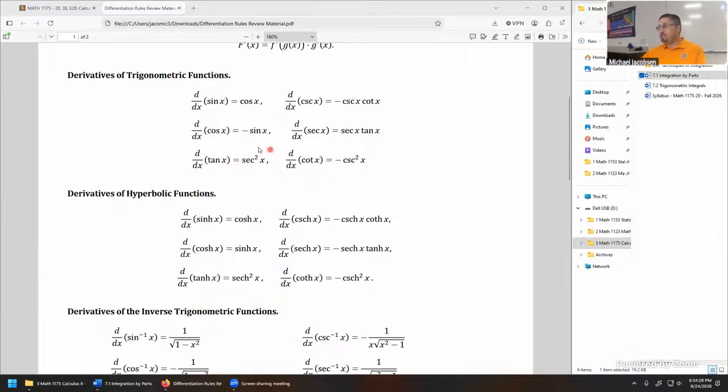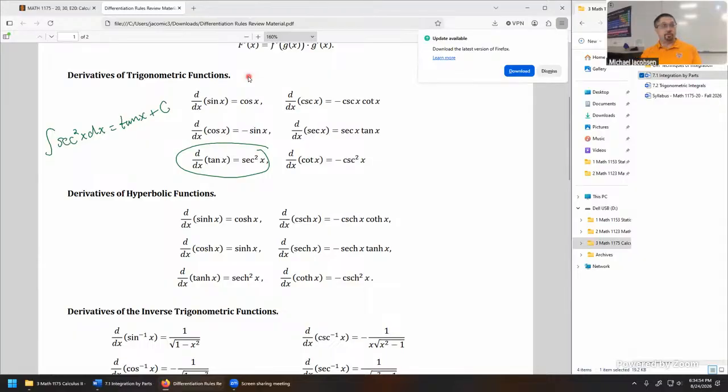We took the derivative of tangent and got secant squared, but we know from integration, that's a double purpose formula. The antiderivative of secant squared is tangent x. So in other words, we can think of that row right here as also saying the integral of secant squared x dx is tangent x plus a constant. So these are very, very critical formulas.